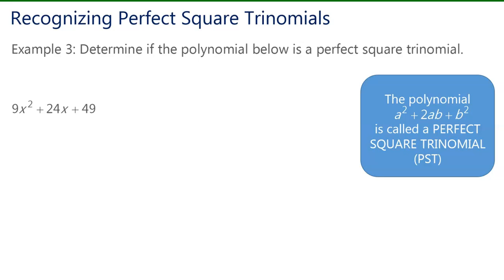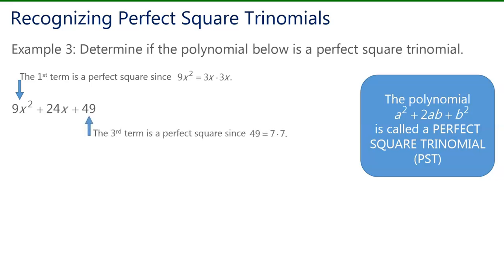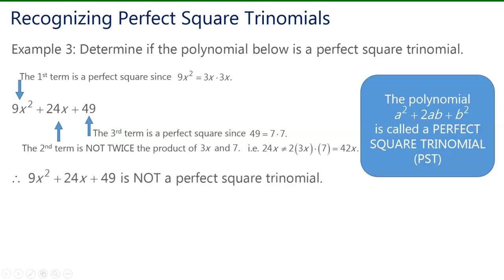Here's the conditions in order for a polynomial to be a PST. The first term is a perfect square since 9x squared equals 3x times 3x. The third term is a perfect square since 49 equals 7 times 7. The second term is not twice the product of 3x and 7. That is, 24x is not equal to 2 times 3x times 7, which is 42x. Meaning, 9x squared plus 24x plus 49 is not a perfect square trinomial.